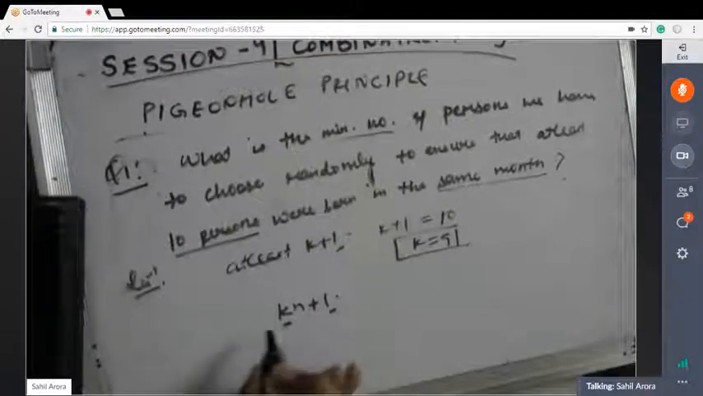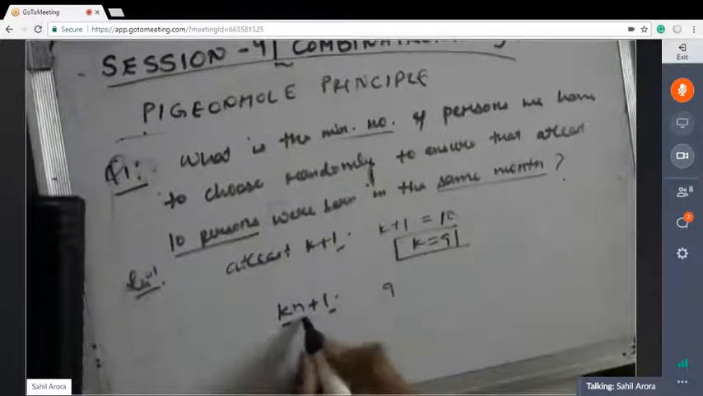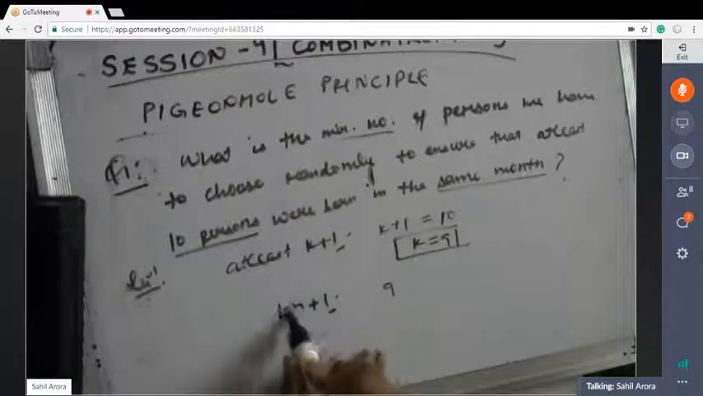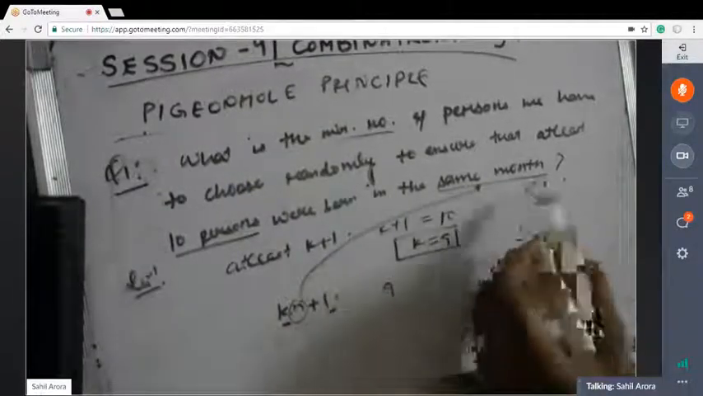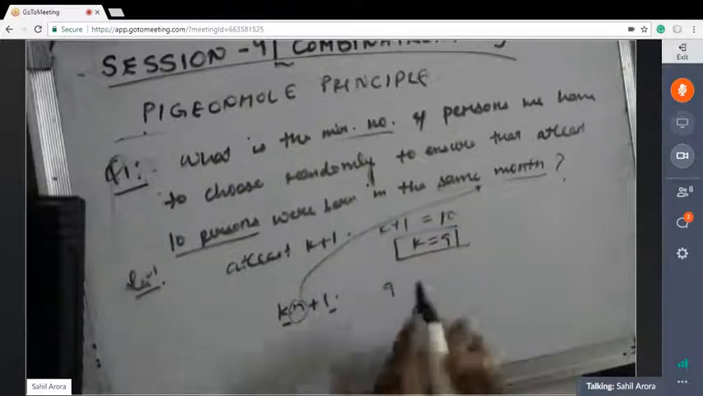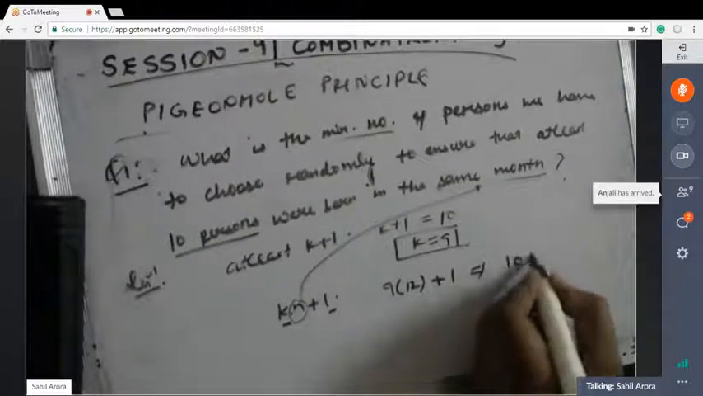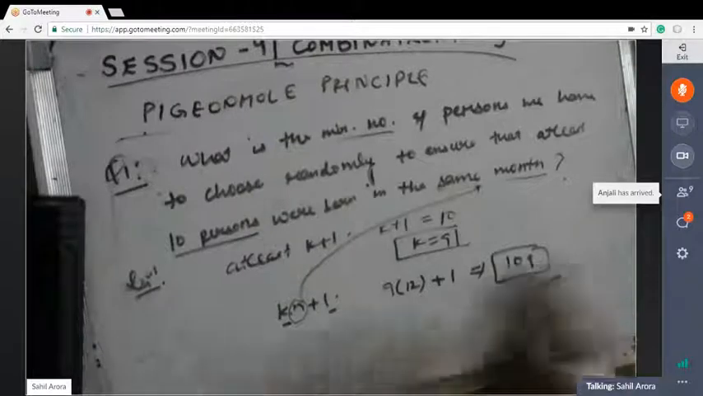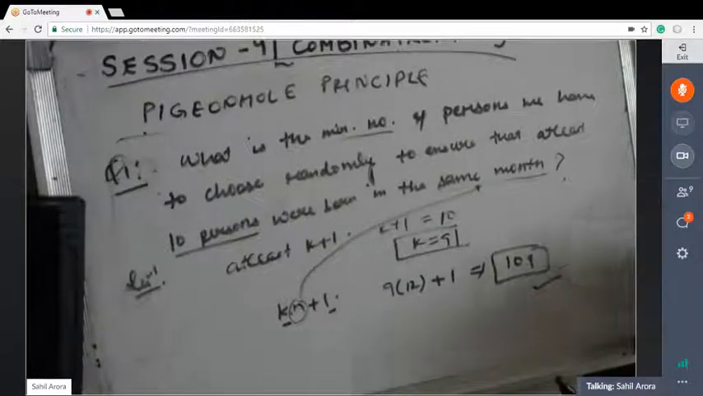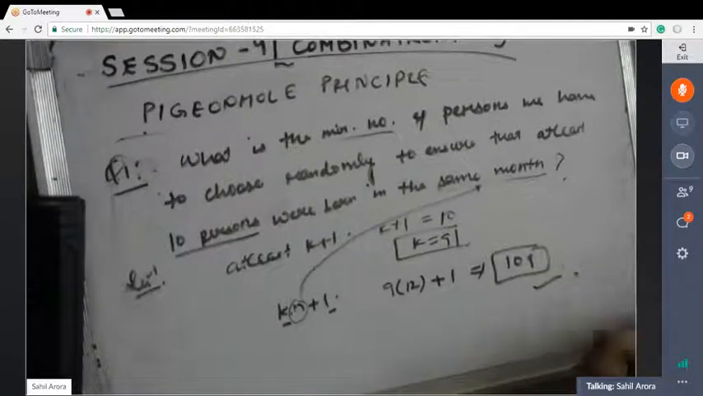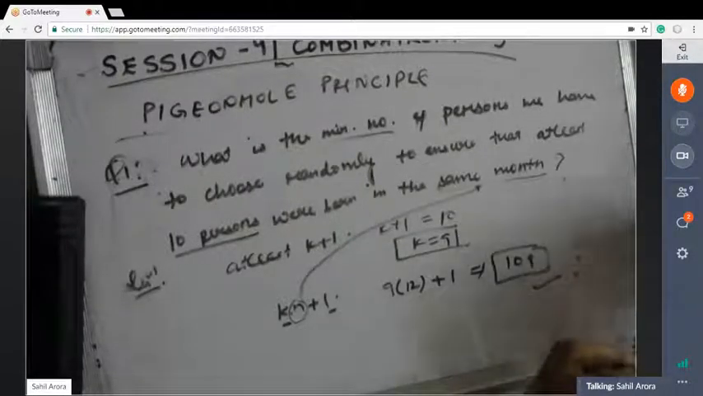So in this case, k is nothing but how much? 9. And n is nothing but the number of pigeonholes. So the number of pigeonholes is nothing but the number of months. Number of months is how much? 12. So 9 into 12 plus 1. By solving that, we get 109. So this is a thing that we've solved in 2 seconds with the help of the theorem that we just discussed. But if I do not remember the theorem, there is another alternative that we also discuss.